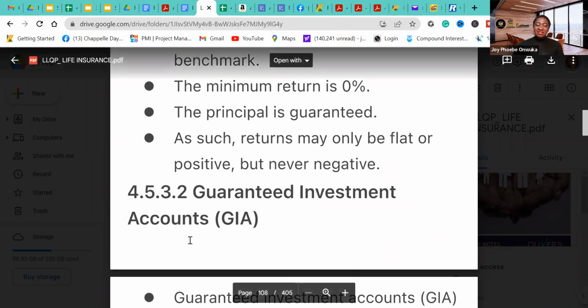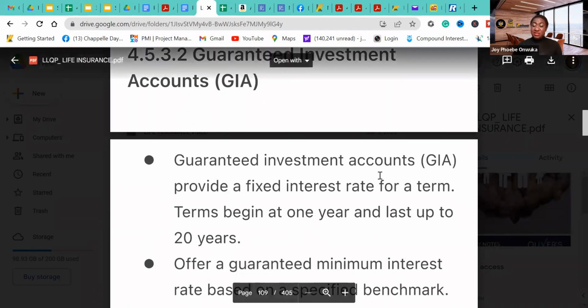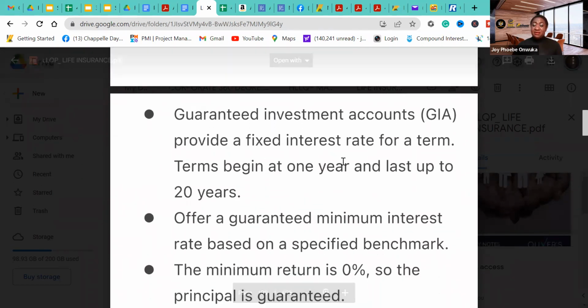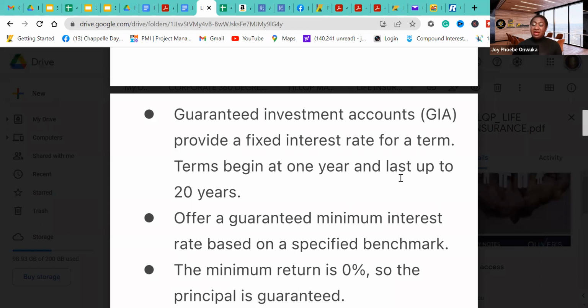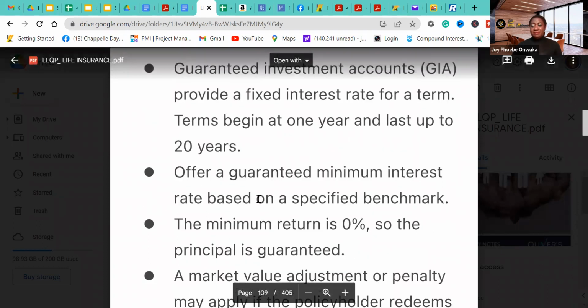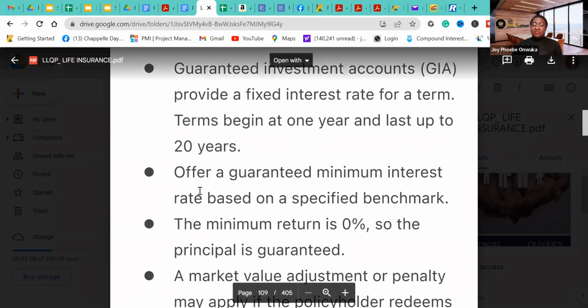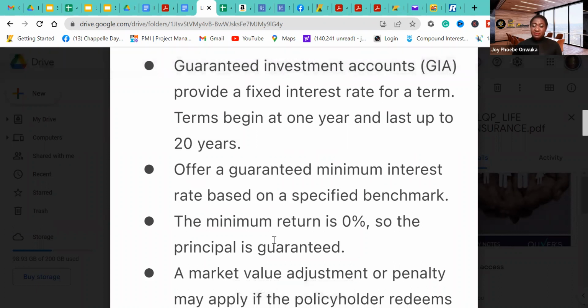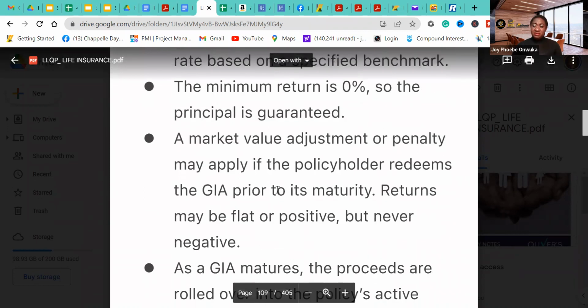Guaranteed investment account, that is GIA. Guaranteed investment accounts, GIA, provide a fixed interest rate for a return term beginning at 1 year and lasting up to 20 years. It offers a guaranteed minimum interest rate based on a specified benchmark. Now, the minimum return is 0, so the principal is guaranteed.